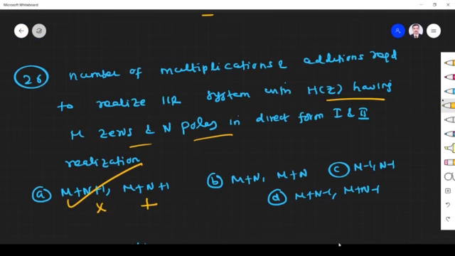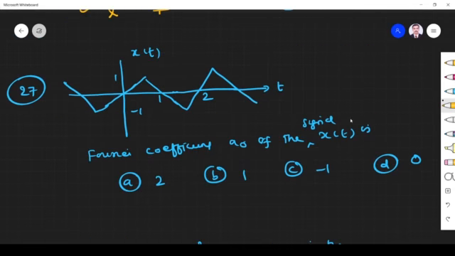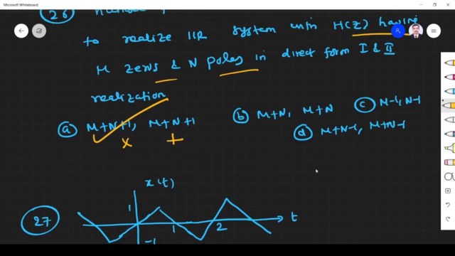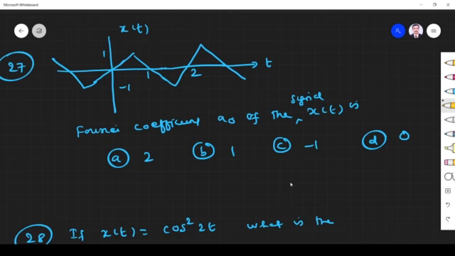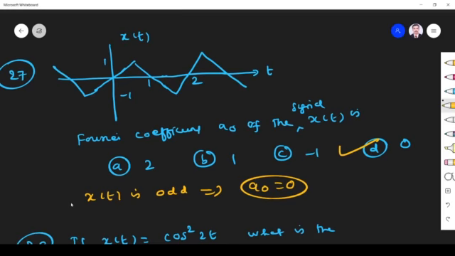Right, the next question is what is the Fourier coefficient value. This applies to both direct form 1 and 2. Okay, next one: what is the Fourier coefficient a naught of the signal x of t? See here the signal is odd. Since x of t is odd, this implies a naught must be equal to 0 for an odd signal. So the answer is option D.